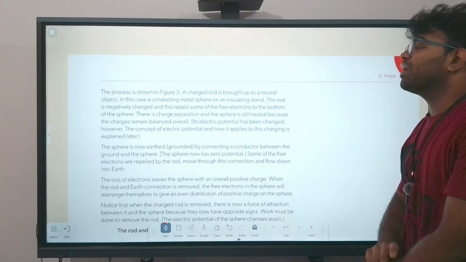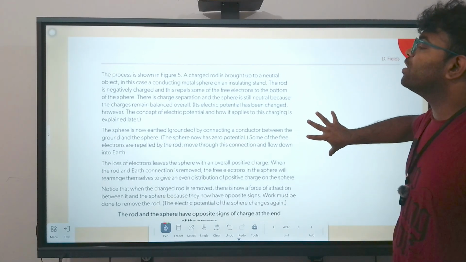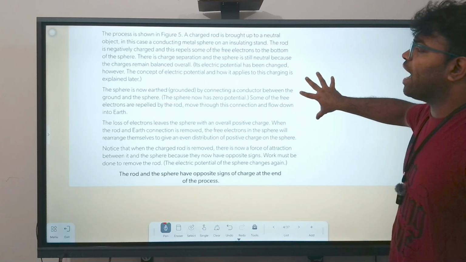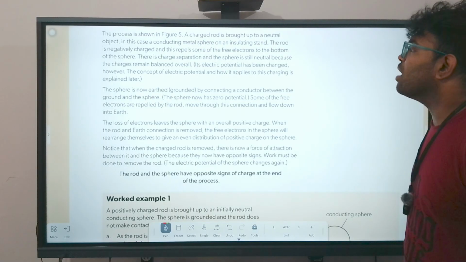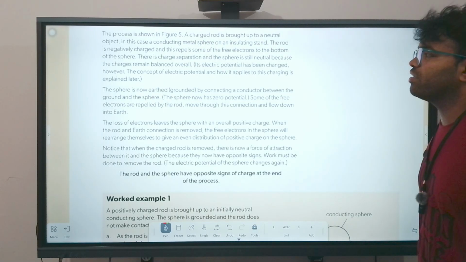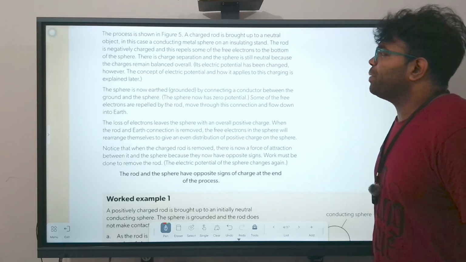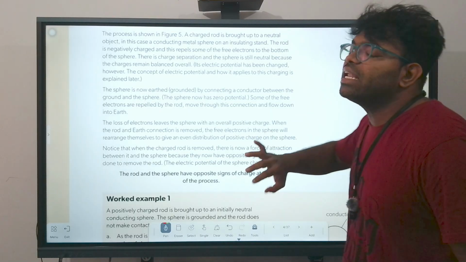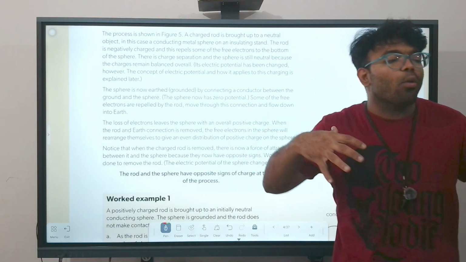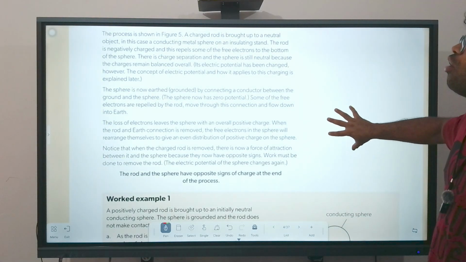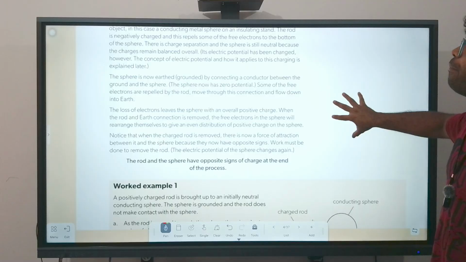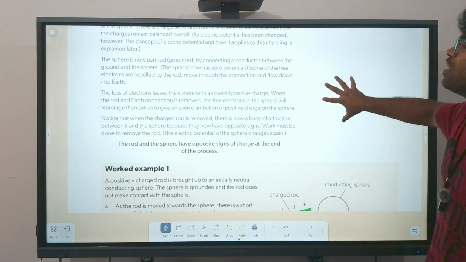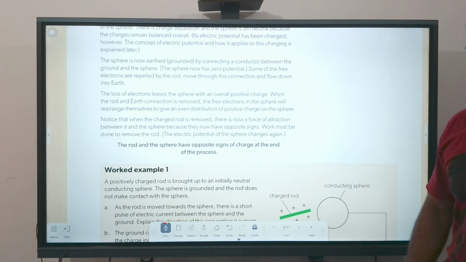Now, the process shown in figure 5: a charged rod is brought to a neutral object, in this case a conducting metal sphere on an insulating stand. The rod is negatively charged and this repels some of the free electrons to the bottom of the sphere. There is charge separation and the sphere is still neutral because the charge remains balanced overall. The concept of electric potential and how it applies to charge is explained later in this chapter.